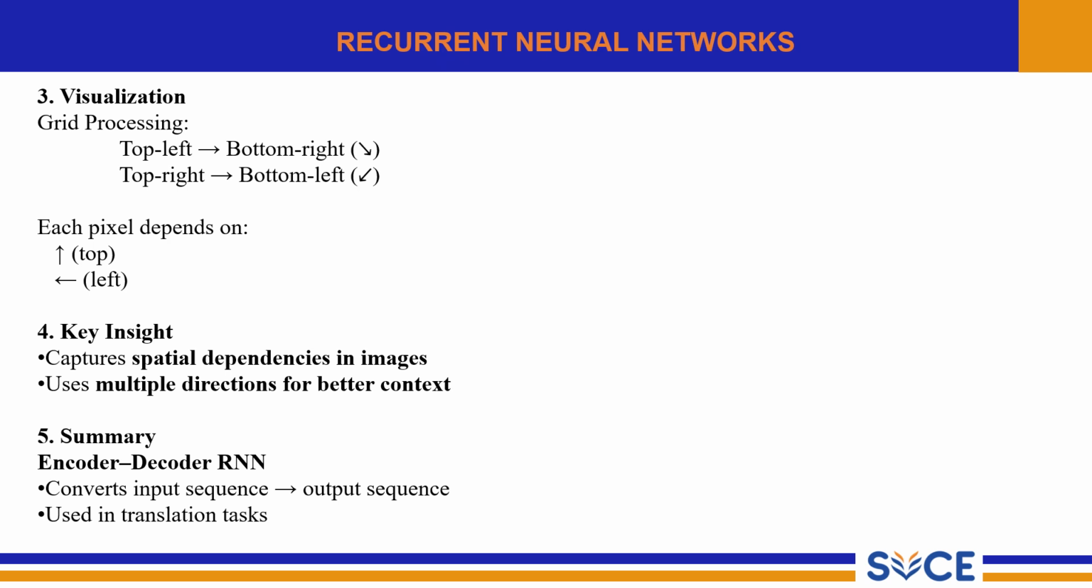So a real world application for this is neural machine translation. Input is an English sentence and output will be the French sentence. So the encoder reads the English sentence and builds the meaning representation. The decoder uses the representation to generate the French translation word by word.